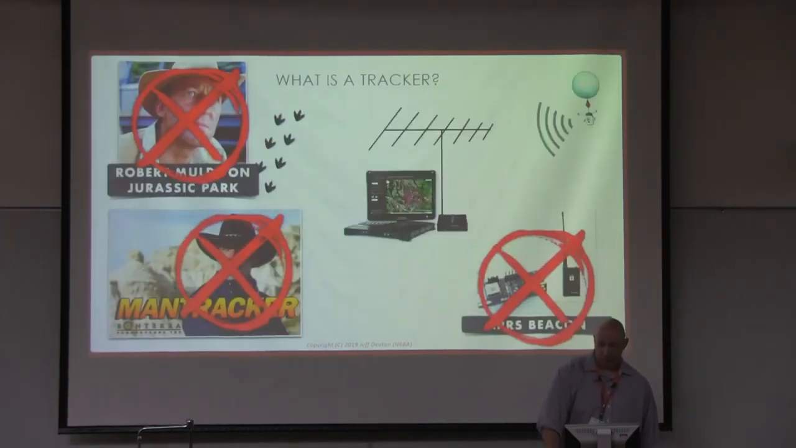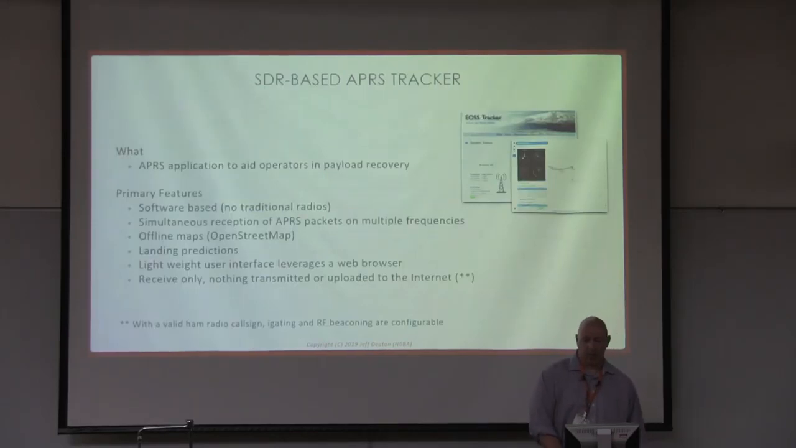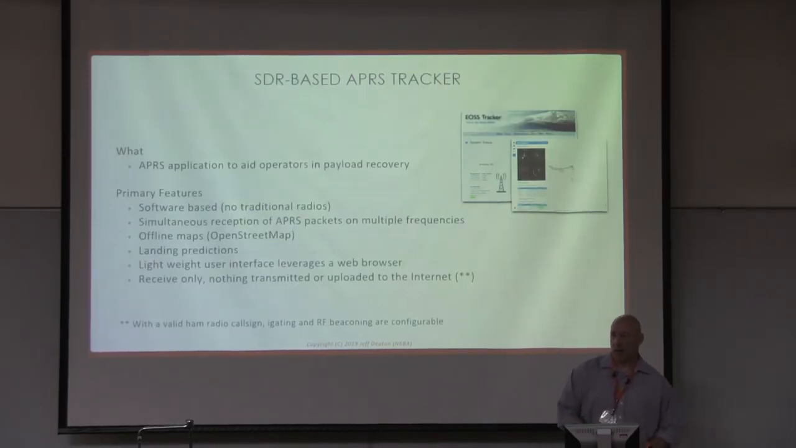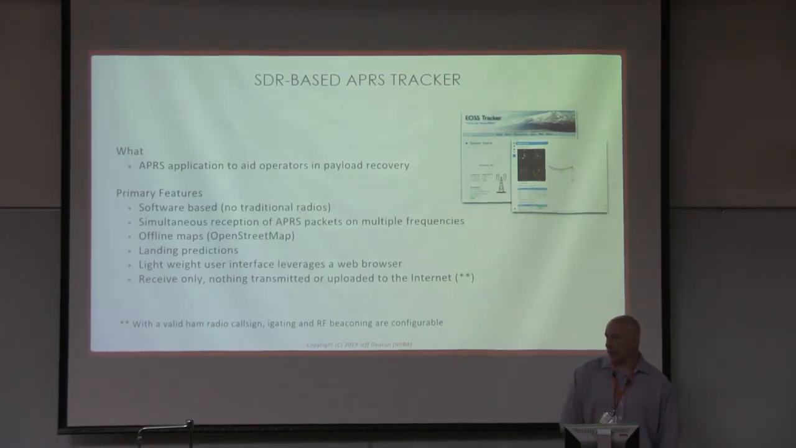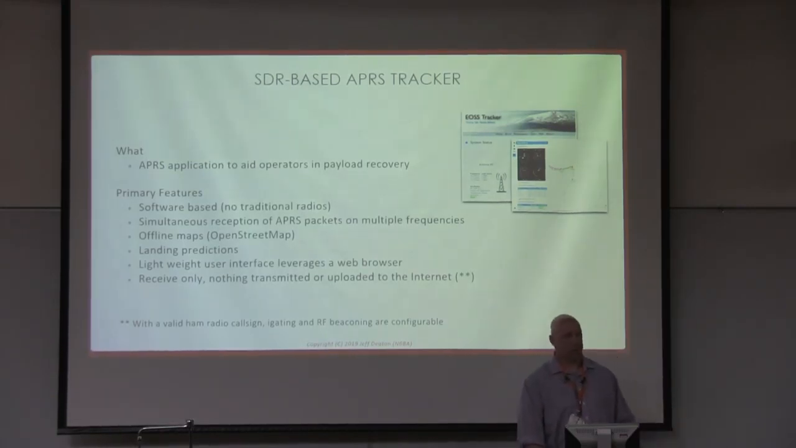It's receive only out of the box. Nothing's transmitted anywhere, so you can have non-hams use it. You don't have to be a ham to use it. And nothing is uploaded to the internet. Double star asterisk there because there are some features that you can enable. If you're a ham, you can iGate, and if we have an external radio connection, you can, of course, beacon over RF.